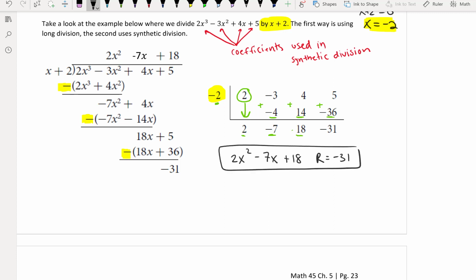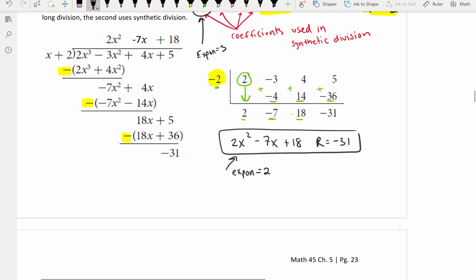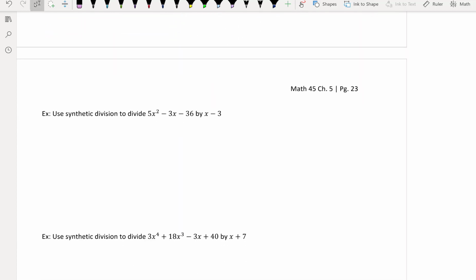And it's always going to be 1 degree less. So notice how this first term has exponent 3. That means in my answer, the exponent is going to be 1 less, which is going to be 2. All right? So you want to be careful with that. That was just a quick overview, but let's actually go into it.